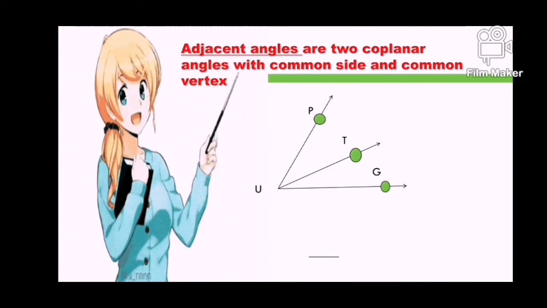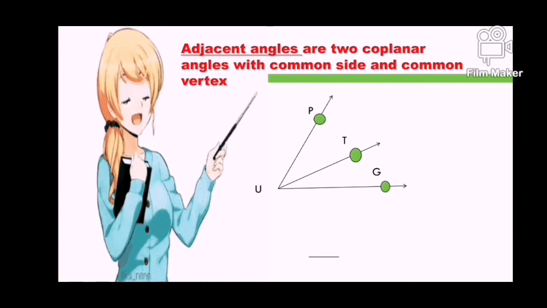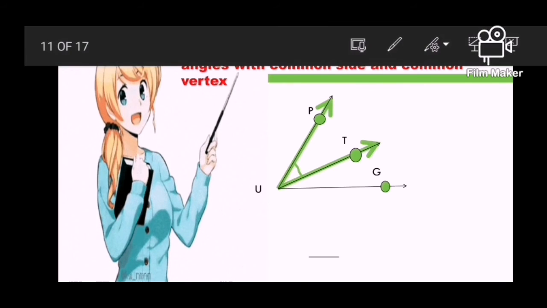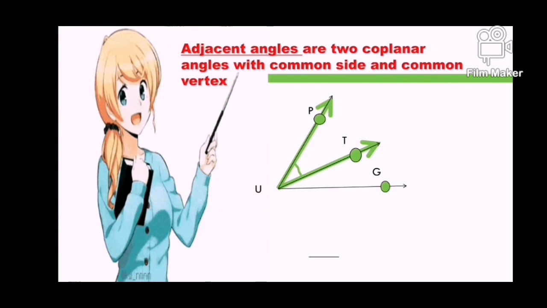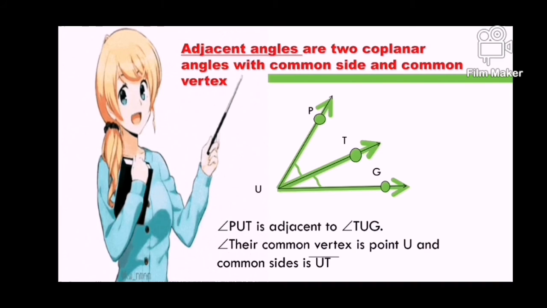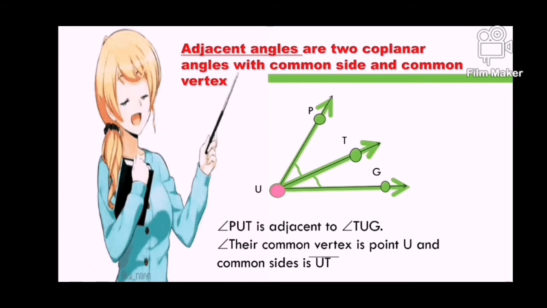The third angle pair that we have is adjacent angles. Adjacent angles are two coplanar angles with a common side and a common vertex. In the figure, angle PUT is adjacent to angle TUG. Their common vertex is point U and their common side is segment UT.